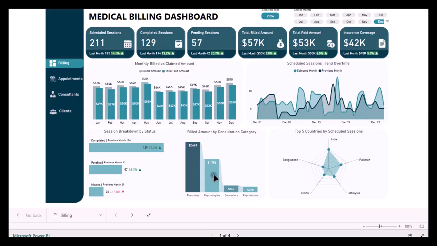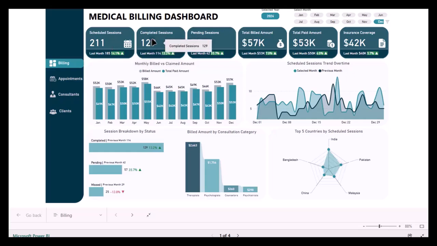First of all, we have all of our key performance indicators. So our very first indicator is scheduled sessions. You can see the total number of sessions and you can also compare it with the number of previous month and track growth percentages. For example, this dashboard shows a 14.1% increase, which is a great sign for growing business.